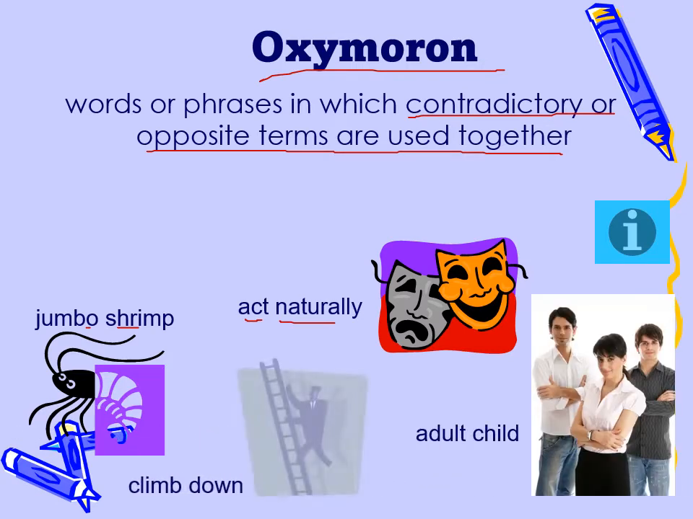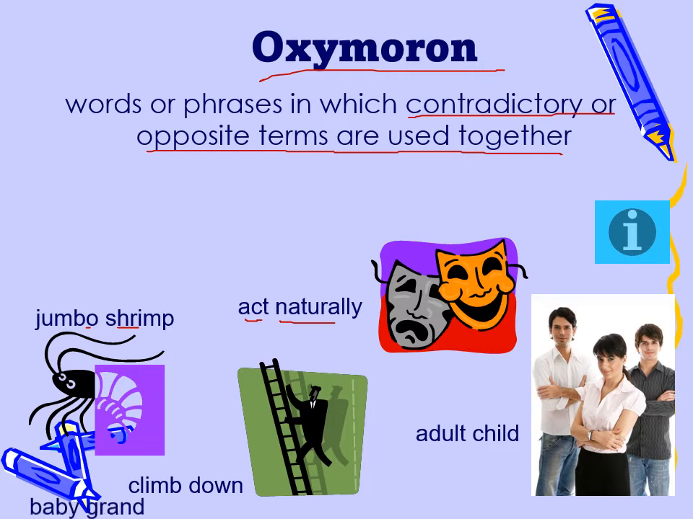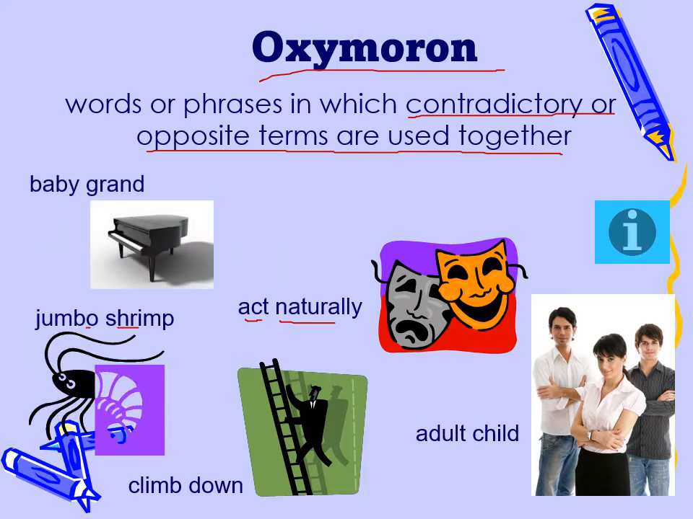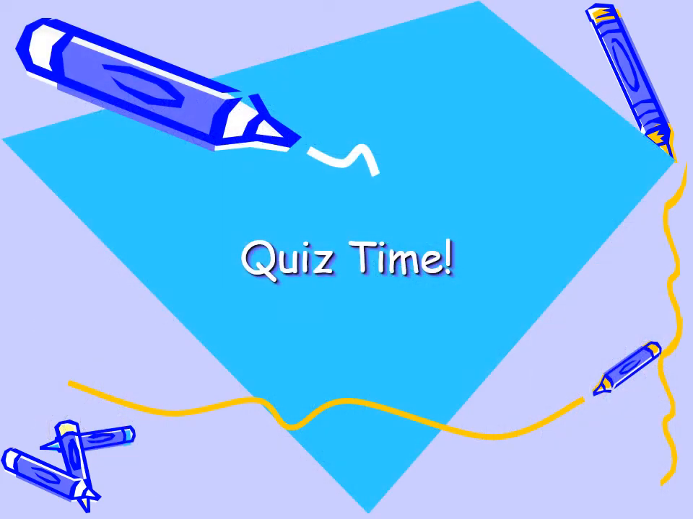Adult child, yes, climb down. You will climb and then down. So these are contradictory terms. Baby grand. Uh-huh. So baby and grand. These are opposite terms as well. Okay, so those are the different figurative languages. But of course, there are still other figurative languages out there. These are just some of the basic and common figurative languages.